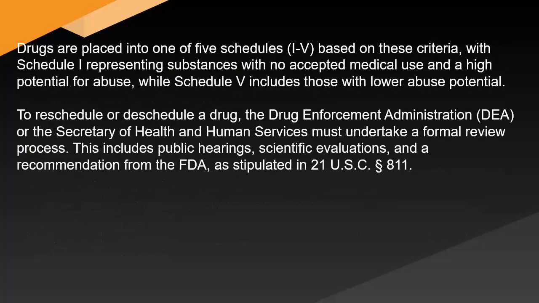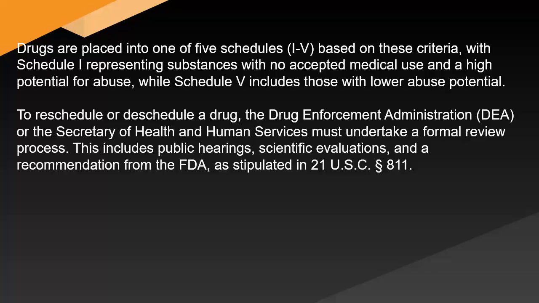Drugs are placed into one of 5 schedules, I to V, based on these criteria, with Schedule I representing substances with no accepted medical use and a high potential for abuse, while Schedule V includes those with lower abuse potential. To reschedule or deschedule a drug, the Drug Enforcement Administration (DEA) or the Secretary of Health and Human Services must undertake a formal review process. This includes public hearings, scientific evaluations, and a recommendation from the FDA, as stipulated in 21 U.S.C. § 811.